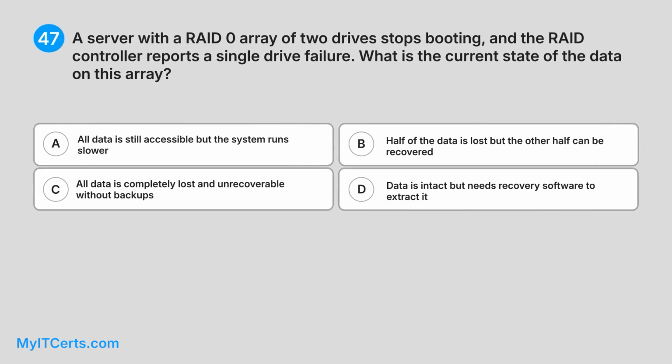47. A server with a RAID Zero array of 2 drives stops booting, and the RAID controller reports a single drive failure. What is the current state of the data on this array? A. All data is still accessible, but the system runs slower. B. Half of the data is lost, but the other half can be recovered. C. All data is completely lost and unrecoverable without backups. D. Data is intact, but needs recovery software to extract it.